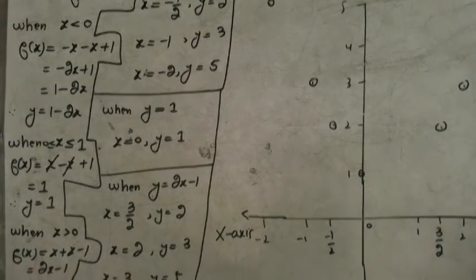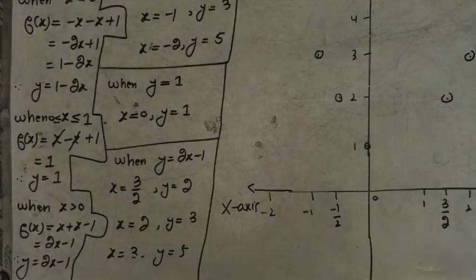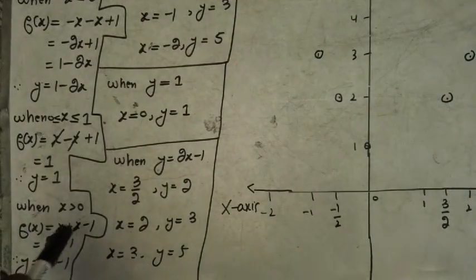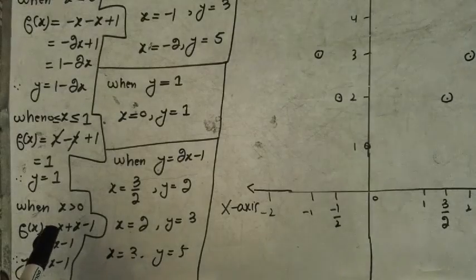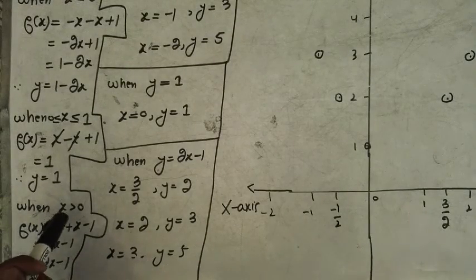The third condition is when x is greater than 1, then we take both values of x as positive. So the function is f of x equal to x plus x minus 1. We take both values of x as positive because this is the third condition, which is that x is greater than 1.